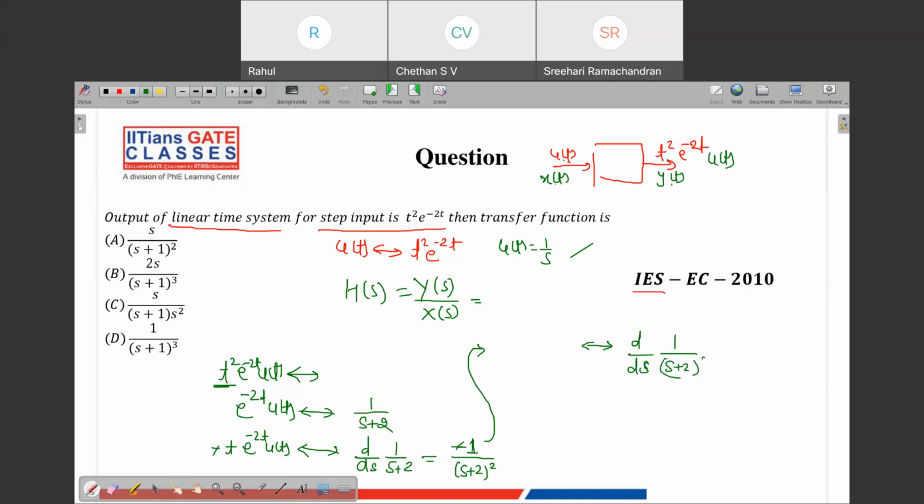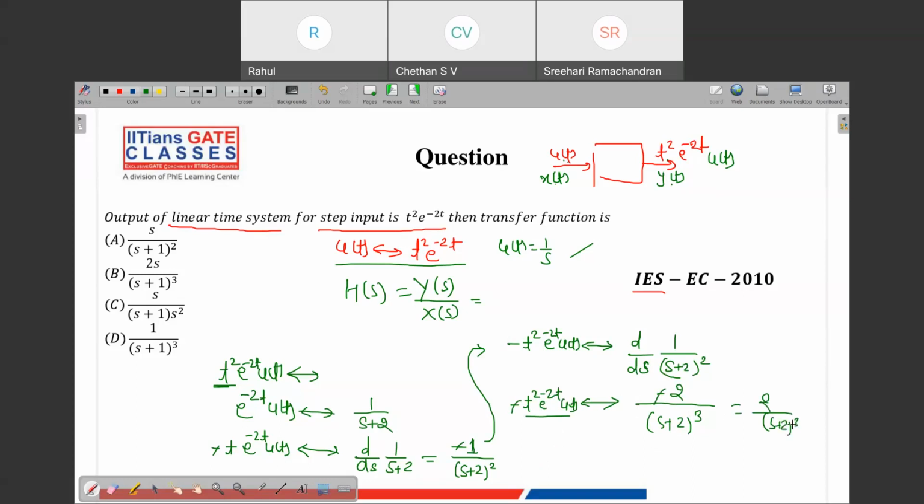When you do the differentiation again, this will become d by ds of s plus 2 whole square, and on the left side it will become minus t square e to the power minus 2t u(t). Here we are using this property that multiplication in time domain by t is differentiation in s domain. If you don't know this property, you will not be able to solve this problem. That's why the property is important. When you solve this, you'll get this. This and this will cancel out each other. So this is the Laplace transform of this one, which is 2 by (s plus 2) cube.